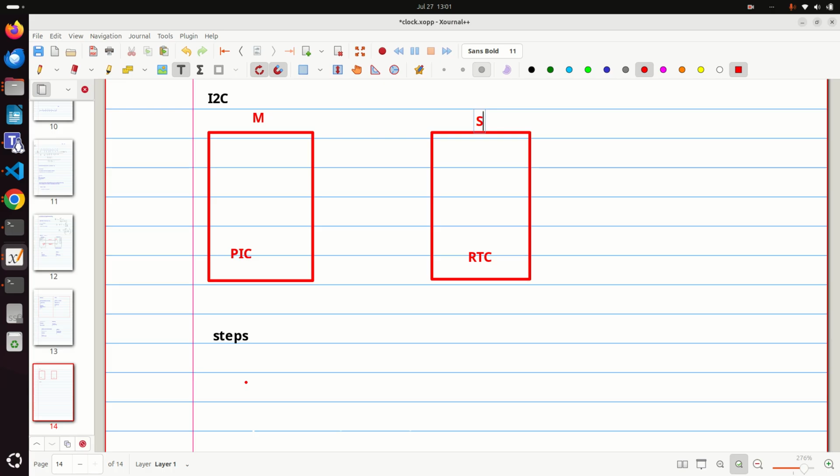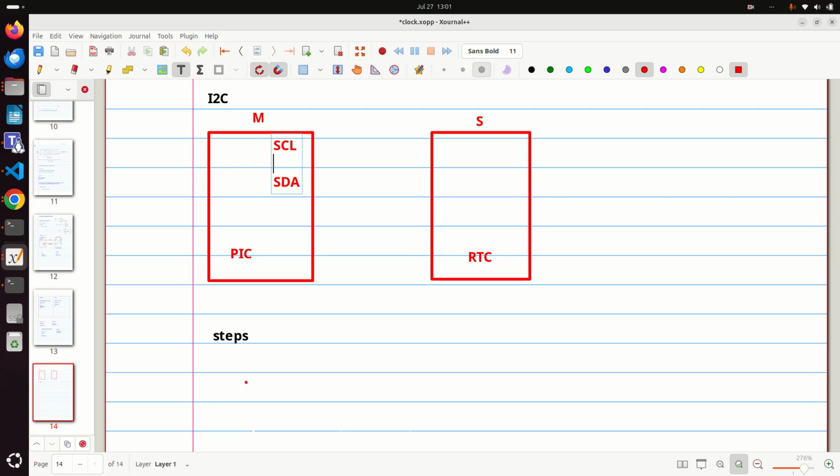Microcontroller is master capable and slave capable, right? That's why I have considered it as master. Now we have two lines here in the master. One is the clock line, that is nothing but SCL, and another one is the data line, that is nothing but SDA. Clock line and data line.